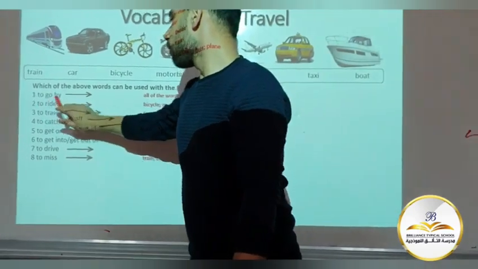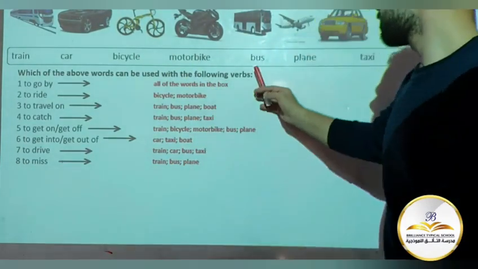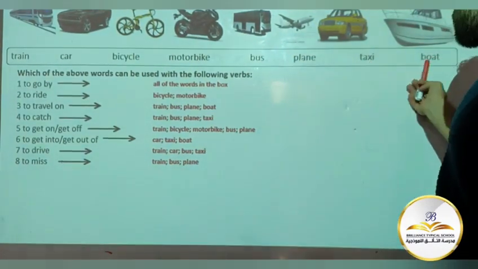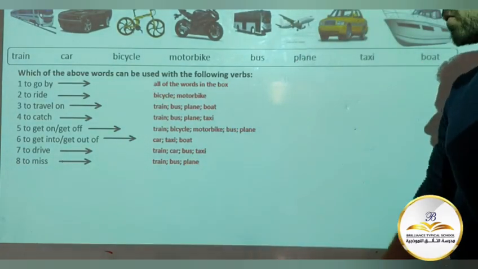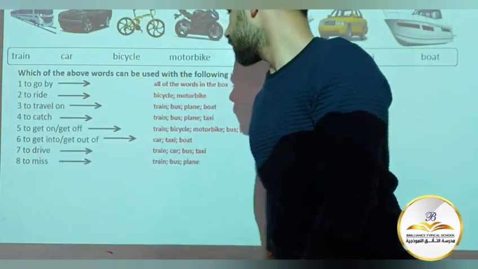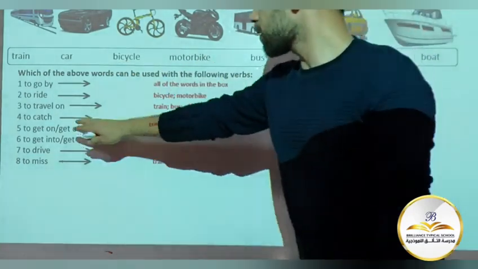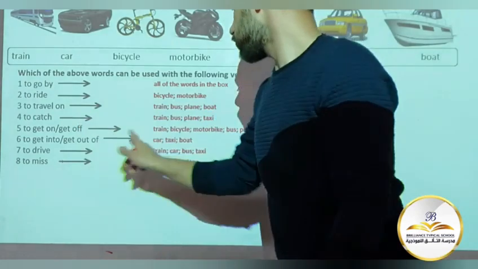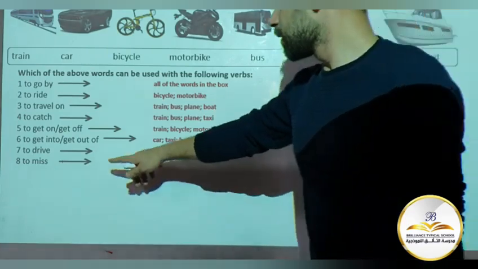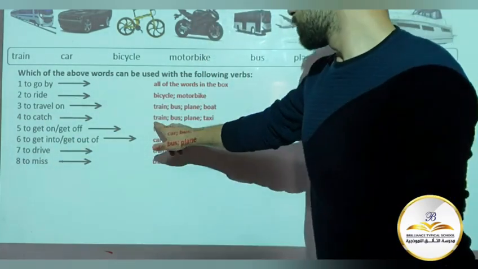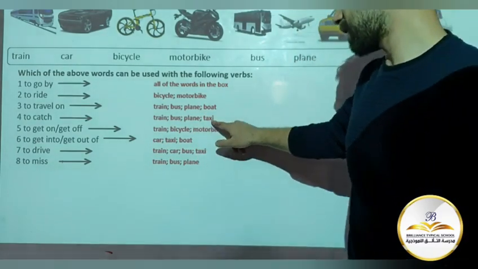If I want to say to go by, I can say to go by train, car, bicycle, motorbike, bus, plane, taxi, or boat. So all of the above words in the box, I can say with them to go by. Also to ride. Most of the time I'm going to use it with bicycle and motorbike. To travel on, I'm going to say to travel on train, travel on bus, travel on plane, or travel by boat. To catch, I'm going to say to catch a train, a bus, a plane, a taxi.